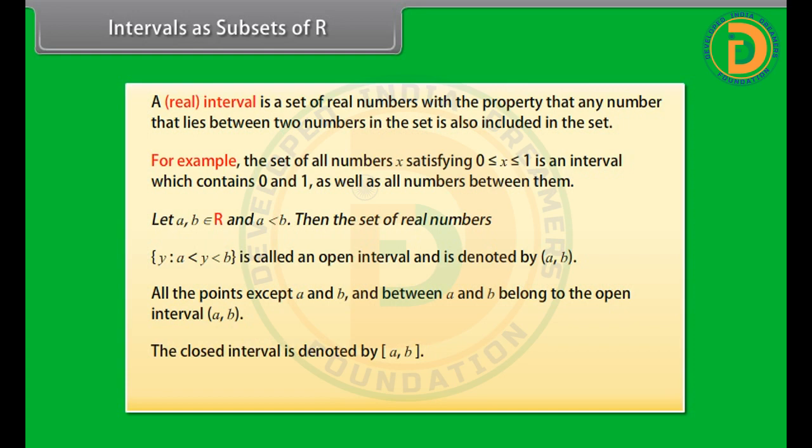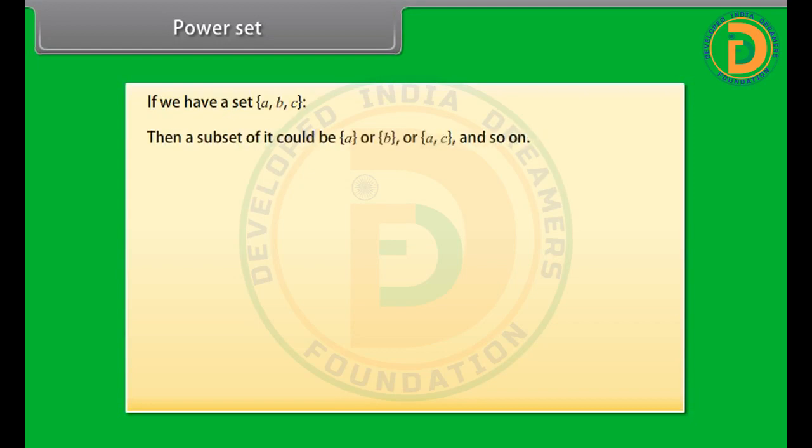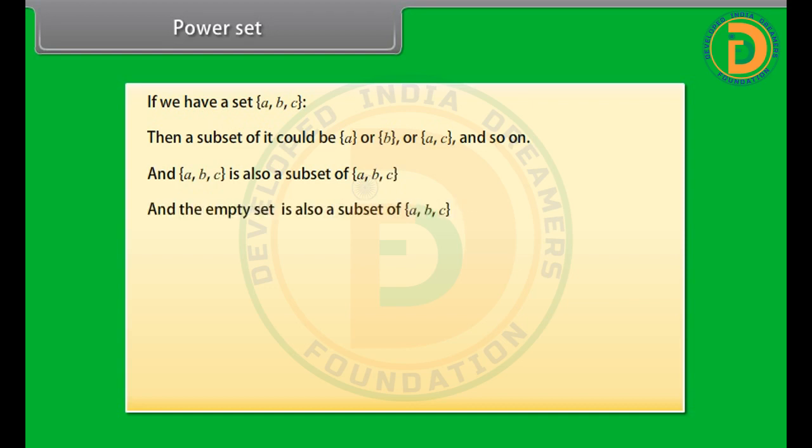The closed interval is denoted by this symbol. Closed interval is the interval which contains the endpoints also. Power set. If we have a set A, B, C, then a subset of it could be A or B, or AC, and so on. And A, B, C is also a subset of A, B, C. And the empty set is also a subset of A, B, C.